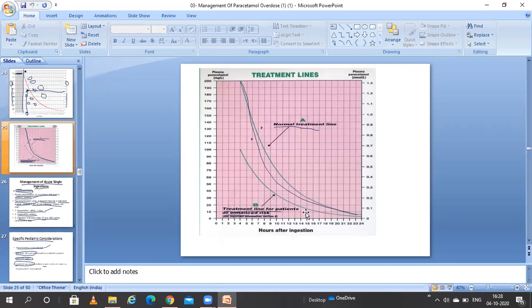And we also have one more line you can see in this graph clearly. This is the normal treatment line for a normal patient, and the line which is down is a treatment line for patients who are at high risk. So when we give the NAC, can you tell me, by using this, if the paracetamol level in the serum is above this nomogram line or below? When should we administer the NAC? If the paracetamol level is above the nomogram line, yes, that indicates we have to give the N-acetylcysteine infusion.